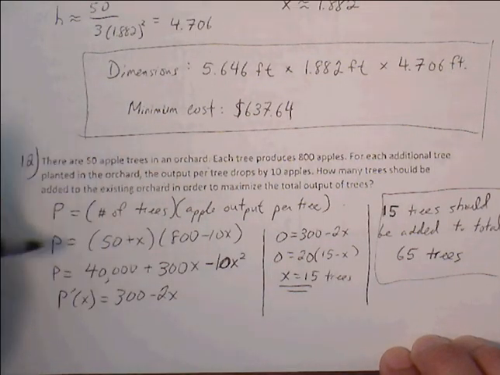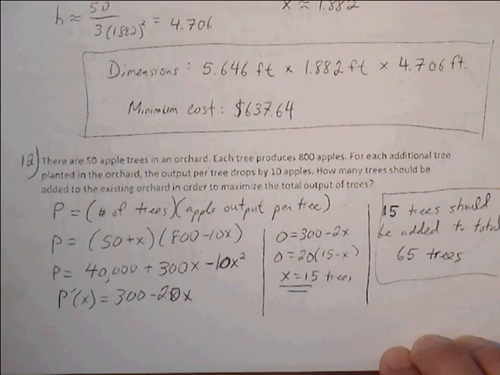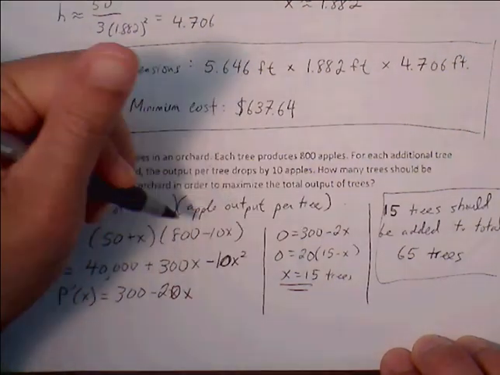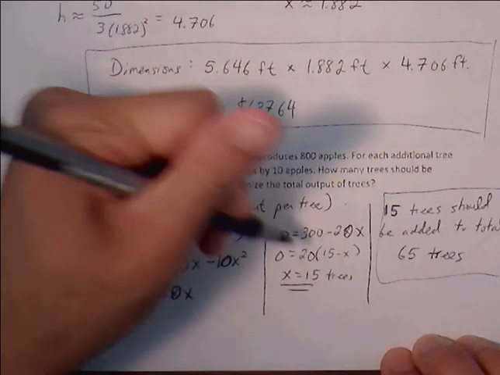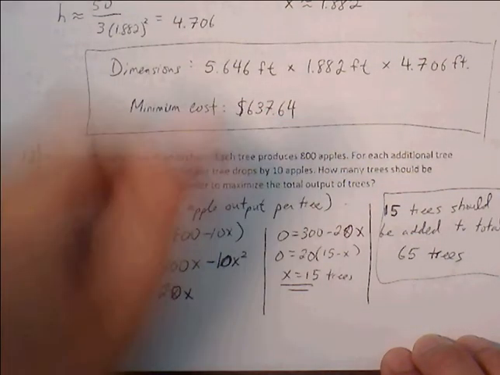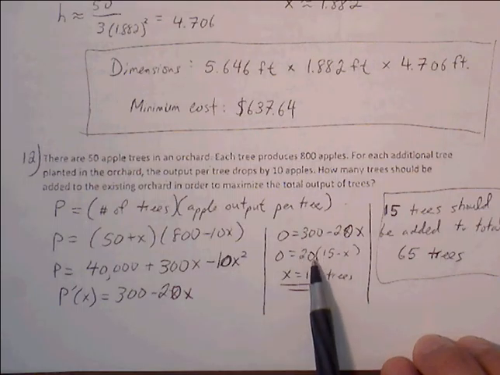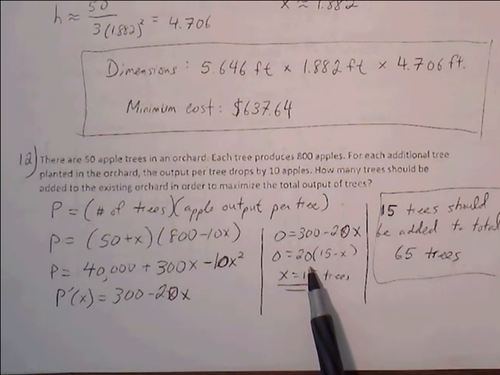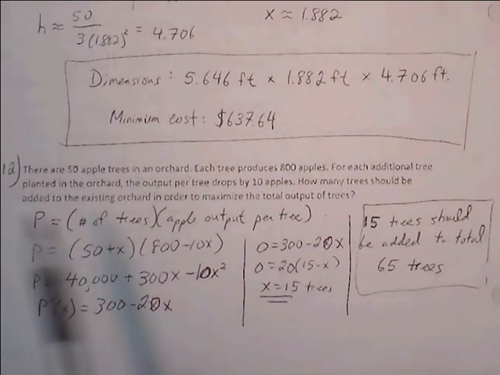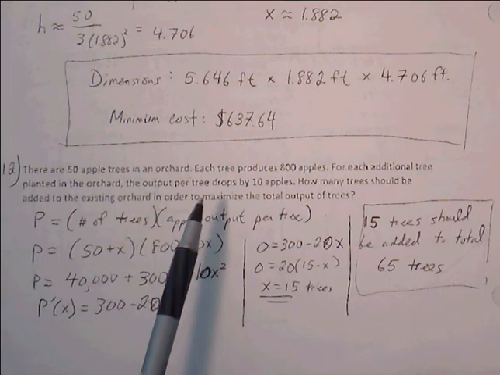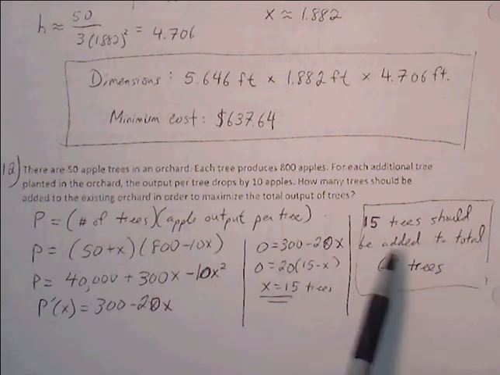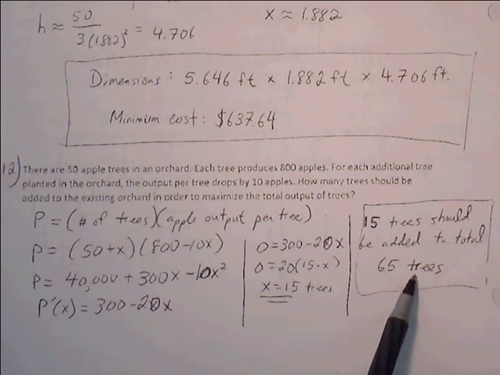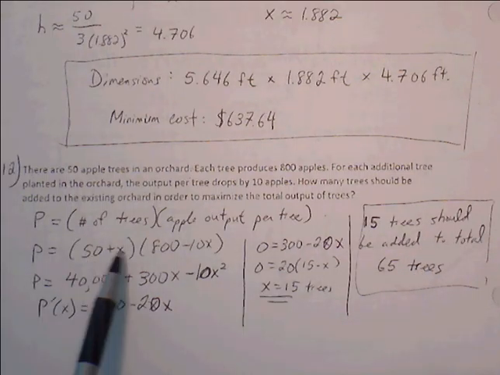Okay, so once we have negative 20x, we set that equal to 0. Once we have that equal to 0, then this should technically be negative 20x. So if we factor this out here, we get, all right, so I forgot to put 20x here, but this works out as 300 minus 20x. Factor out the 20, we're left with 15 minus x. Solve for x, we get x equals 15 trees. So we know the optimal situation will be where 15 trees are added to the orchard, which means that there's going to be a total of 65 trees. So 50 plus 15 is 65.